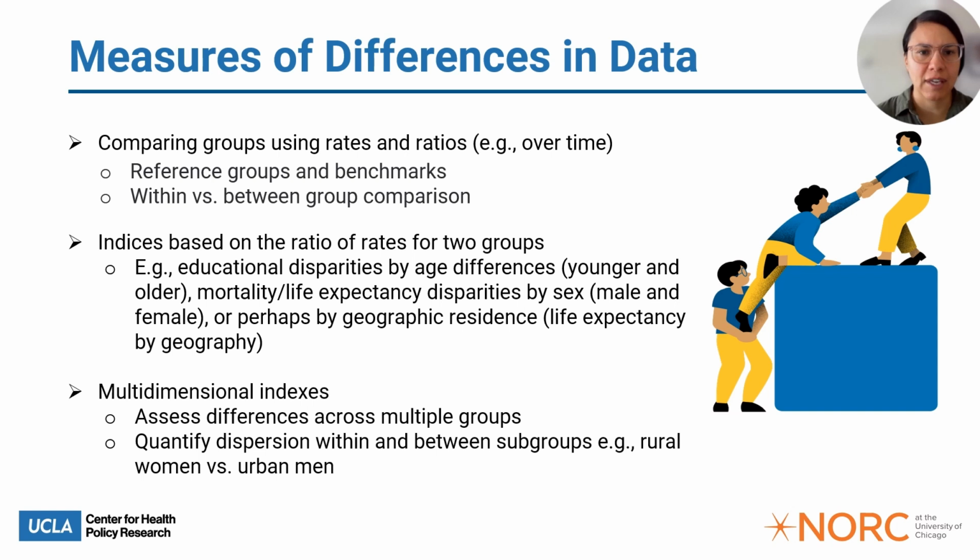We can do this within or between. Commonly, we can use indices based on the ratio of rates for two groups. So, for example, looking at educational disparities by age differences, mortality life expectancy by sex or by geographical region. We can also use more complicated measures such as multidimensional indexes. In this case, we can assess differences across multiple groups or quantify dispersion within and between subgroups. So for example, looking at rural women versus urban men.